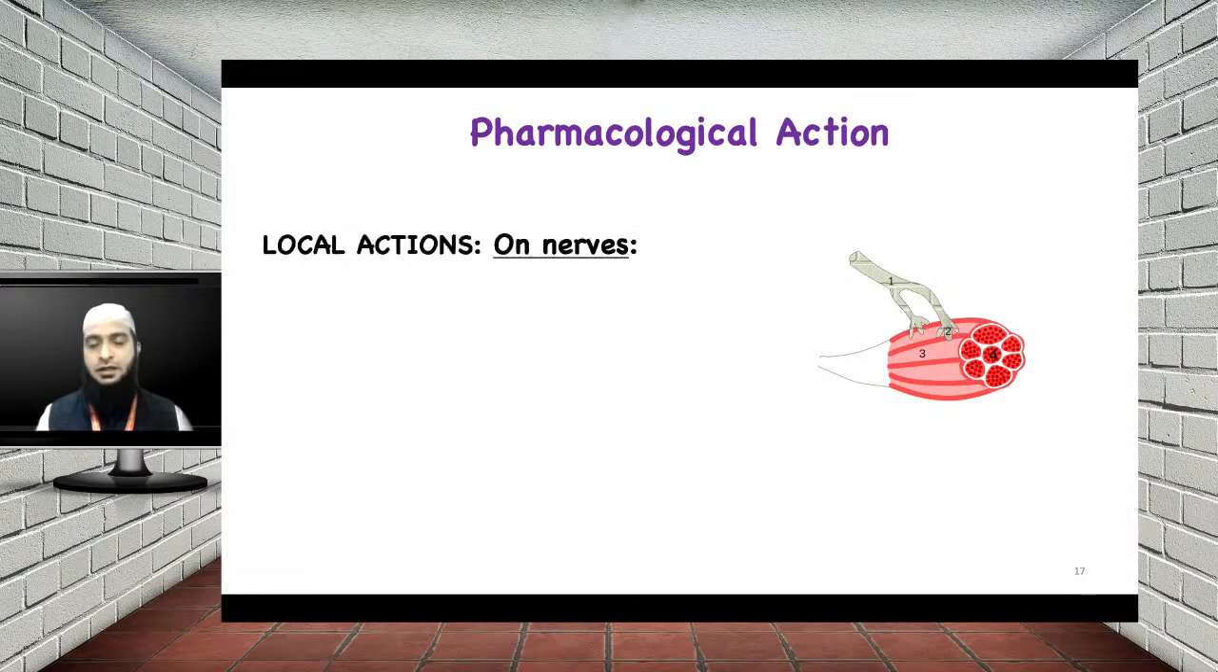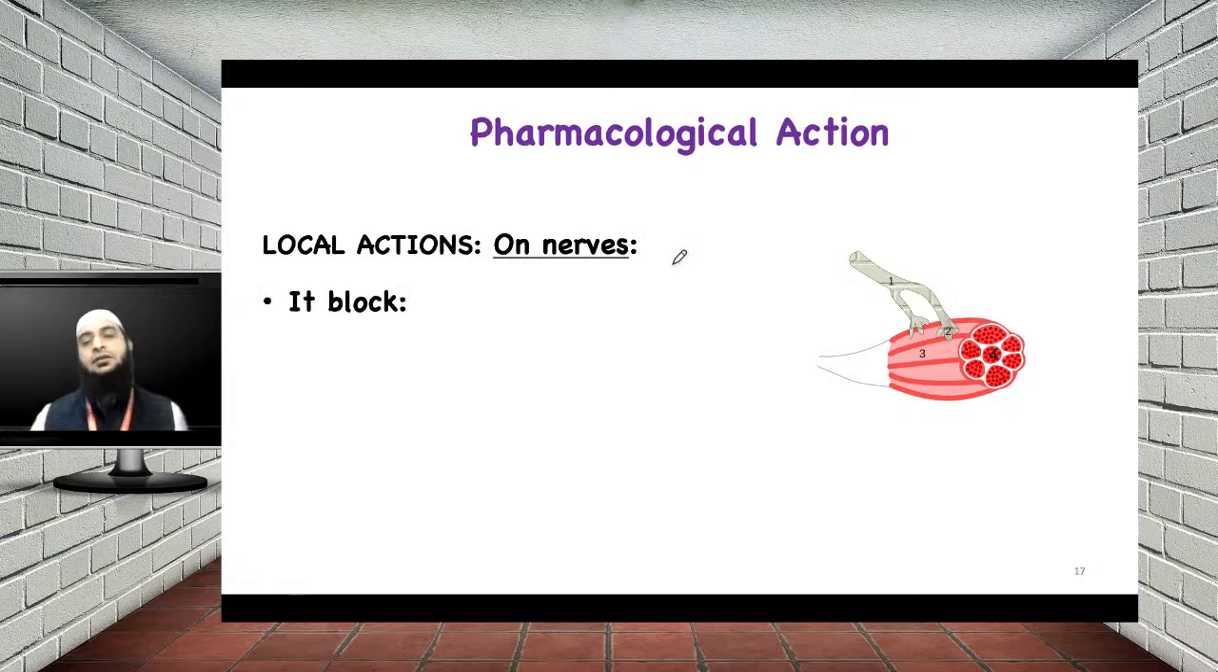First we'll see the local action, because the local anesthetics are meant for a particular or restricted area of the body, and the action produced at that restricted area is called the local action. This local action of the anesthetic drug is specially due to its action on the nerves. So we'll see how it produces its action on different types of nerves.